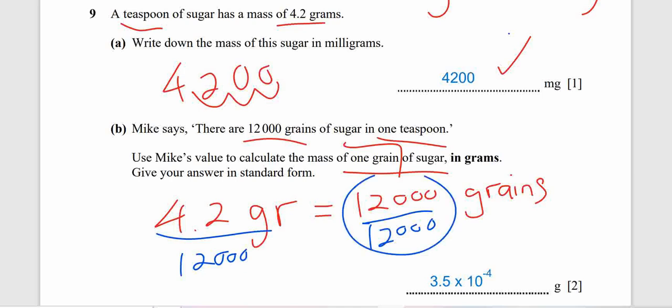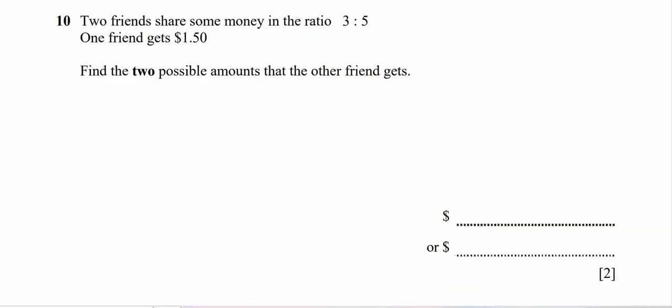So 1 grain is equal to 4.2 divided by 12,000. We can calculate this with a calculator and we will get 0.00035. And we write it in standard form. It means we have to move 1, 2, 3, 4 places. So 3.5 times 10 to the power of negative 4 grams will be our answer. Next, we go to question 10.